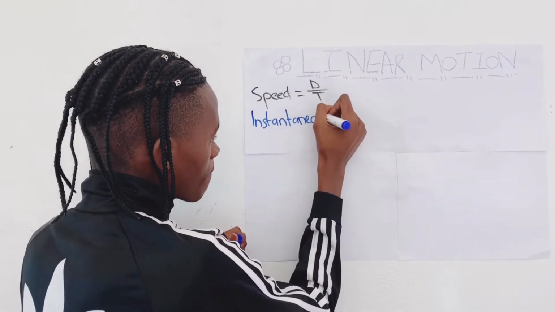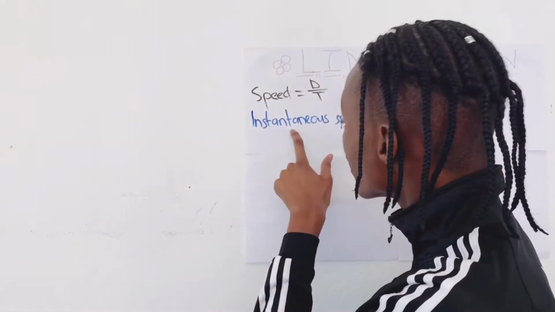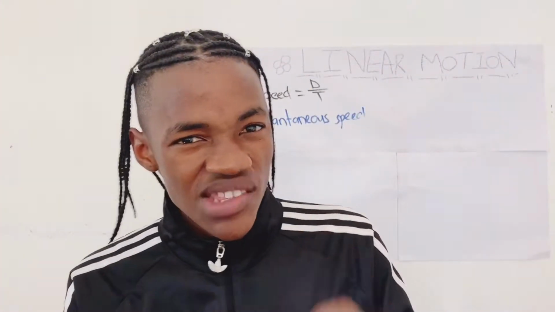Instantaneous speed is speed at an instant. It comes from the word instant. So instantaneous speed is if a car is moving and then you check the speedometer and you find that at that moment it is 60 kilometers per hour. It means that the car is traveling at 60 kilometers per hour at that instant, and that becomes your instantaneous speed.